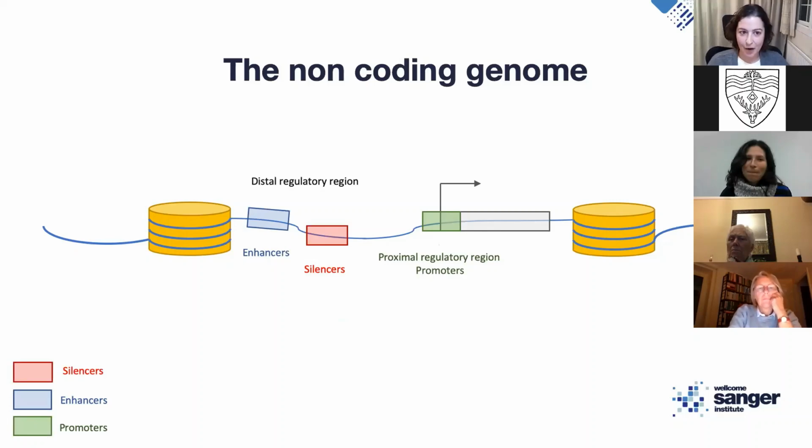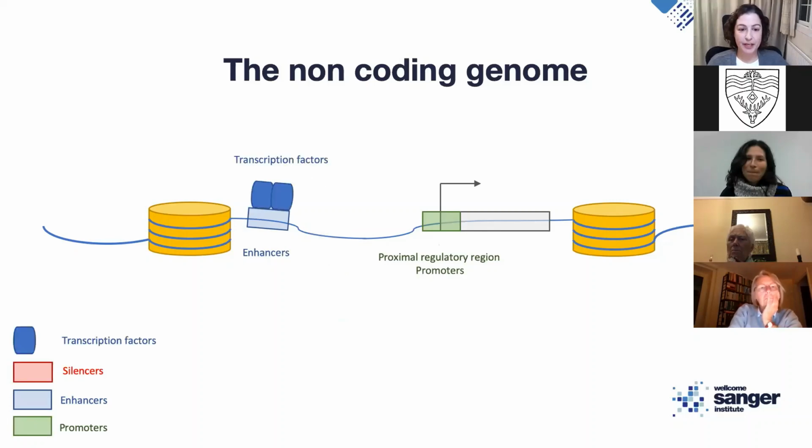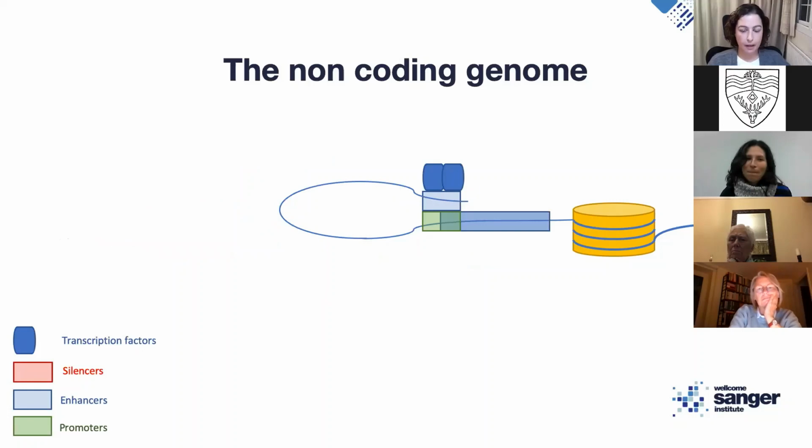So how does this relate to the common variation? Oh, sorry, I'm missing another element here, which are specific proteins called transcription factors that bind those regions. They just bind the DNA, and they are called transcription factors. Now, how does this link with the common variation and the diseases?